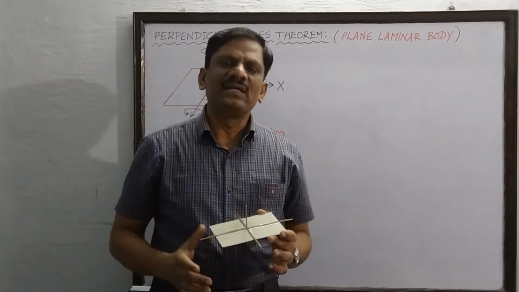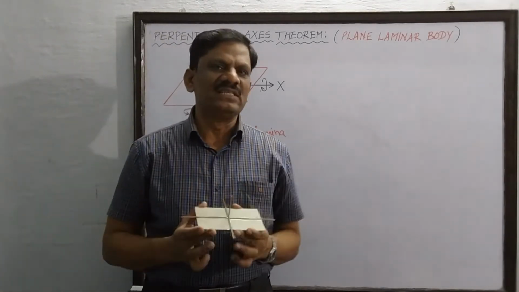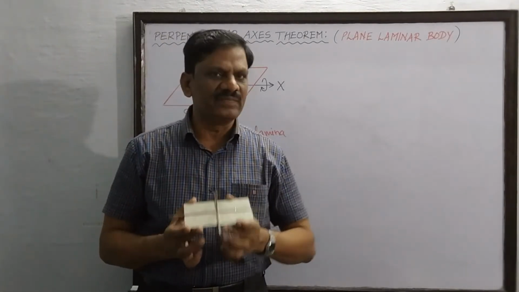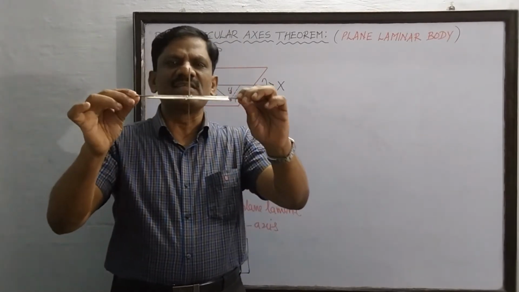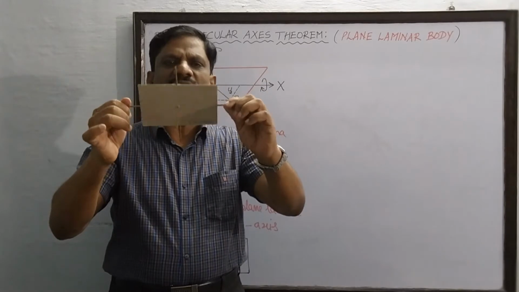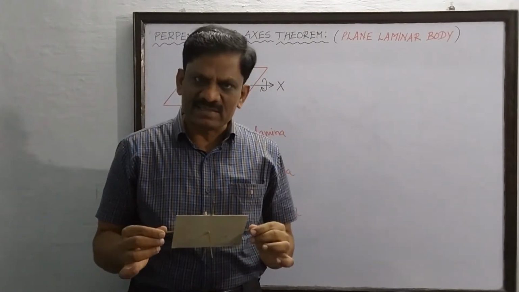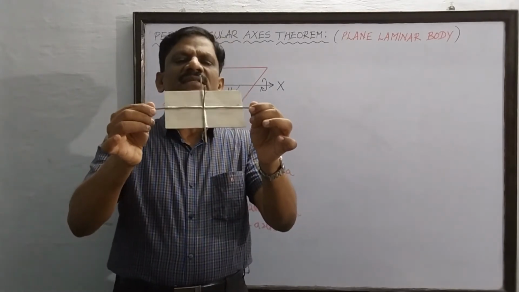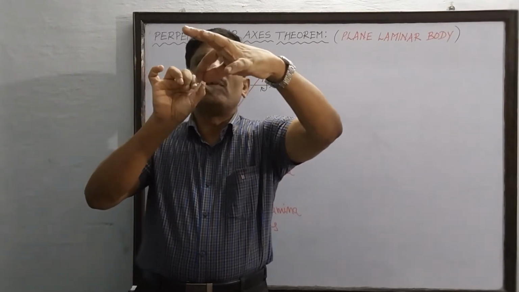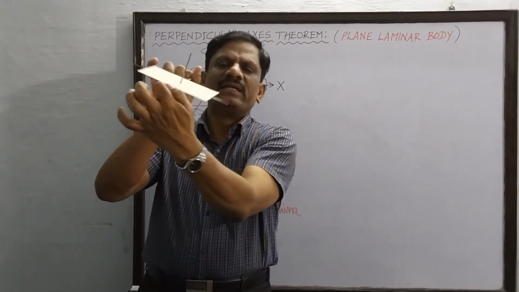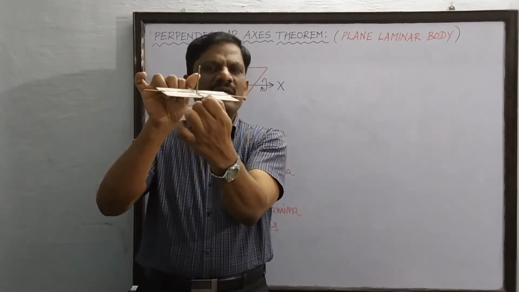You know very well that when the axis of rotation of a body changes, it will definitely change its moment of inertia. So, if the x-axis is taken as the axis of rotation, the body can rotate about the longer axis like this. So its moment of inertia can be taken as Ix, and if you take the y-axis as the axis of rotation, the body can rotate like this, so that the moment of inertia about the y-axis is taken as Iy.